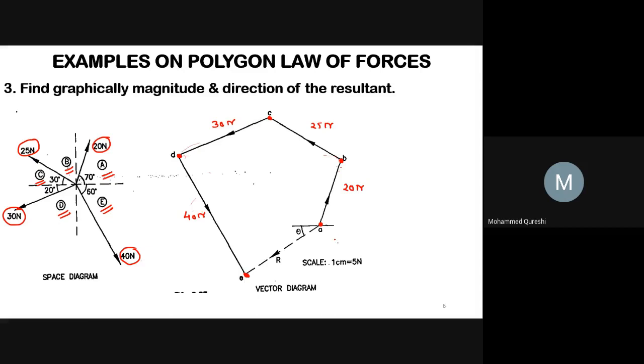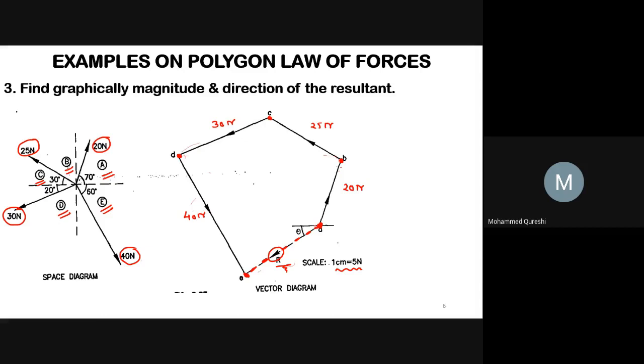Now, draw the closing line EA in opposite order. So this will give you your resultant. Here consider scale as 1 centimeter equals 5 Newton. And with the help of a protractor, you have to find the angle theta.